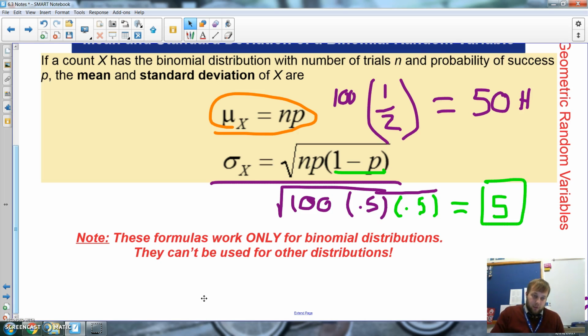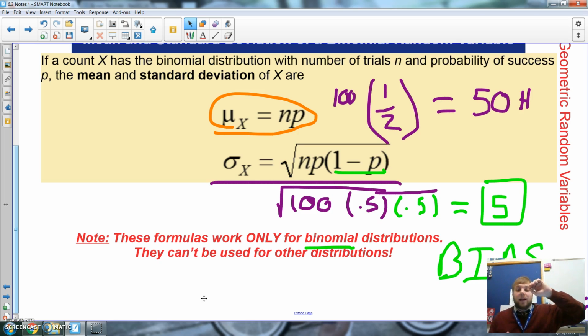Now just remember, these formulas only work for binomial distributions. Binomial is your bins, and I'm just going to review this because of the next slide. B stands for binomial, meaning 2, success or fail. I stands for independence. N stands for there has to be a set number, like 100 flips or 10 questions. And S stands for the successes have to be the same probability. So you can't have 50% success on one flip and 45% on the other. So that is your bins.